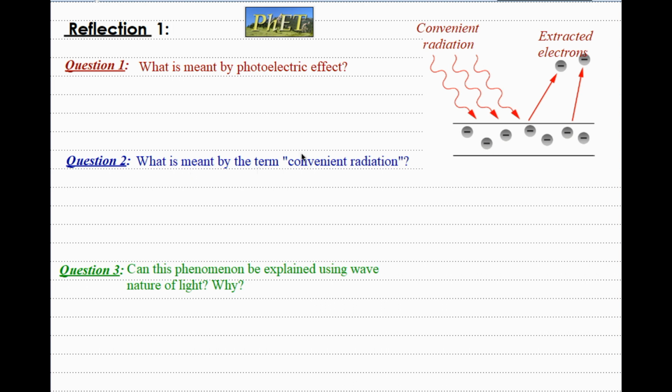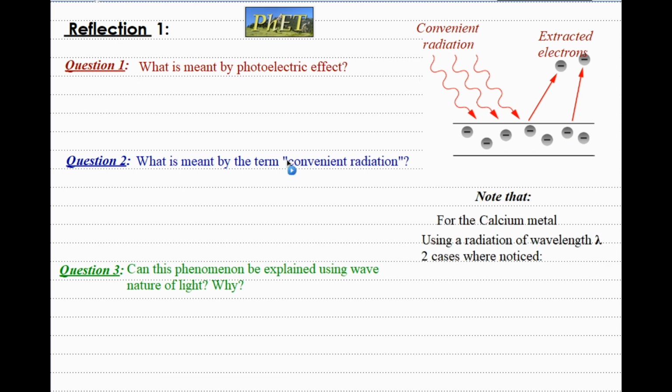Second question, why do we call them convenient radiations? Well, to answer that, I will focus mainly on what we have done in the previous experiment when we used calcium metal. For lambda less than or equal to 427 nanometers, emission happens. Greater, nothing happens. So yes, the radiation should be convenient to produce the effect, because for some values, no effect will happen.